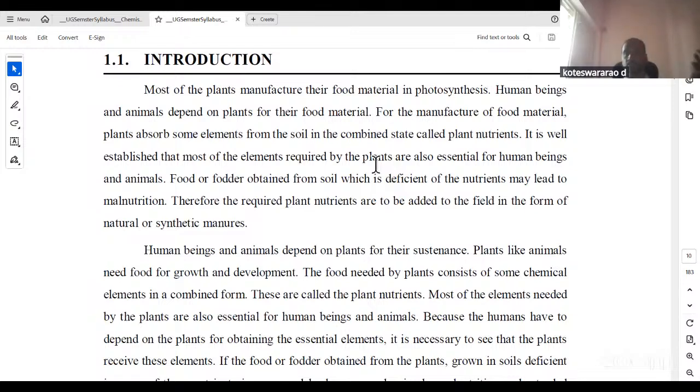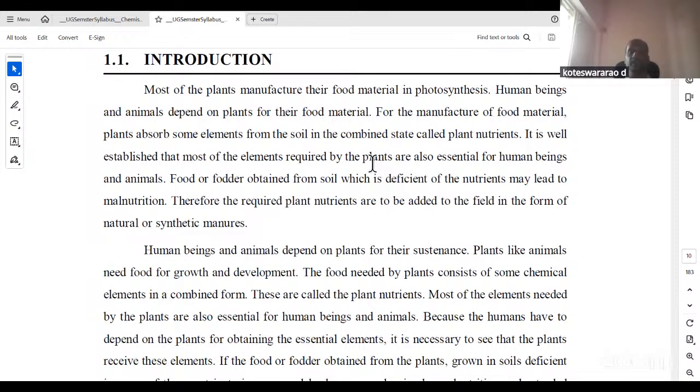Plants absorb most of the elements from the soil. Therefore, we need to monitor whatever plants or crops we are cultivating in the field or on the farm. We must assure that all the elements are available in the earth's crust, the soil, for the growth and development of the plant, so that these elements can be incorporated in the food. That food is then supplied to human beings and animals.